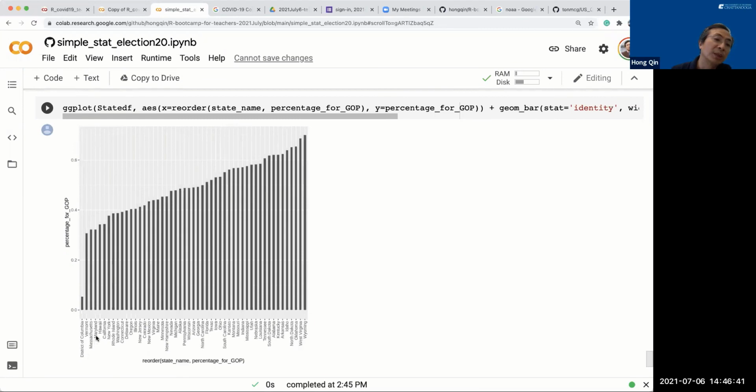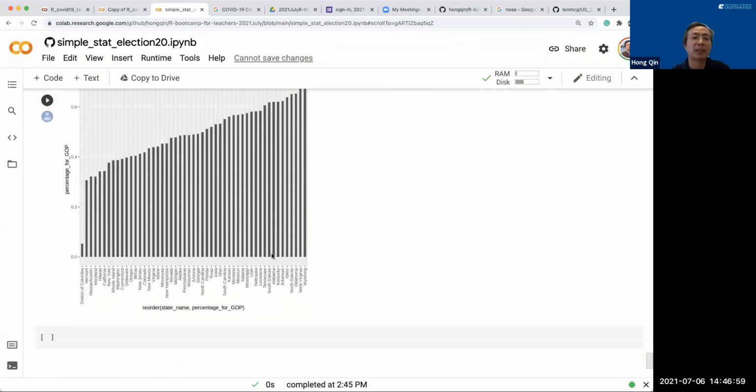Vermont, Massachusetts, Maryland, Hawaii, California. Well, California is actually not the most deep blue one. Vermont actually is. Okay, that's interesting. New York, California, New York, Rhode Island. So that's the visualization of the 2020 voting.